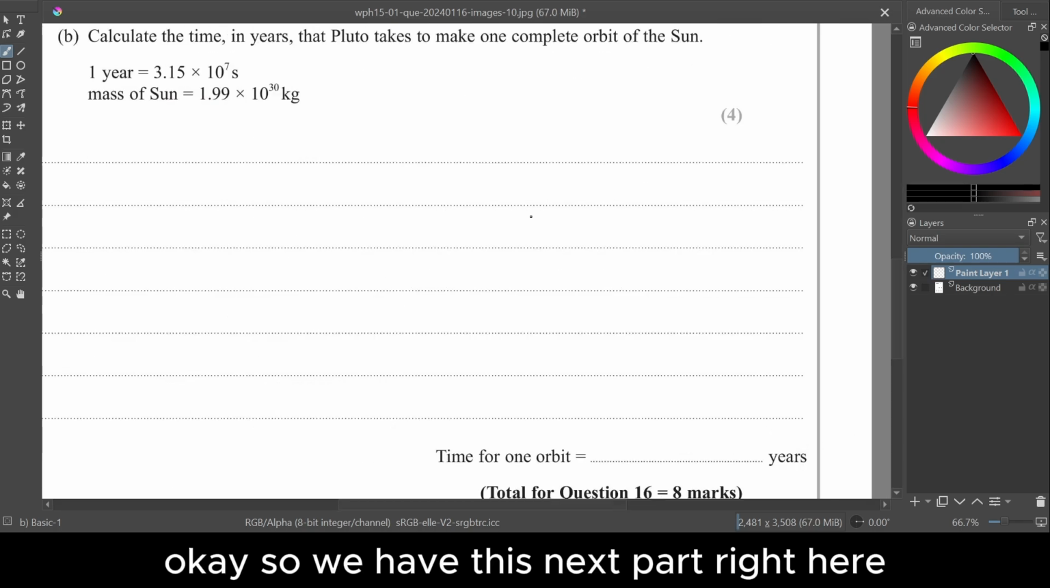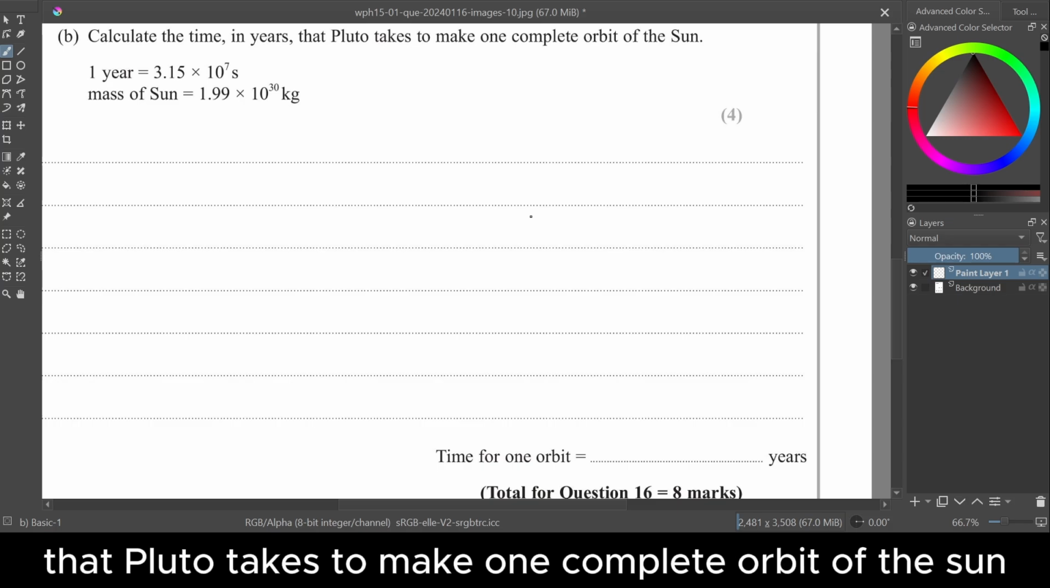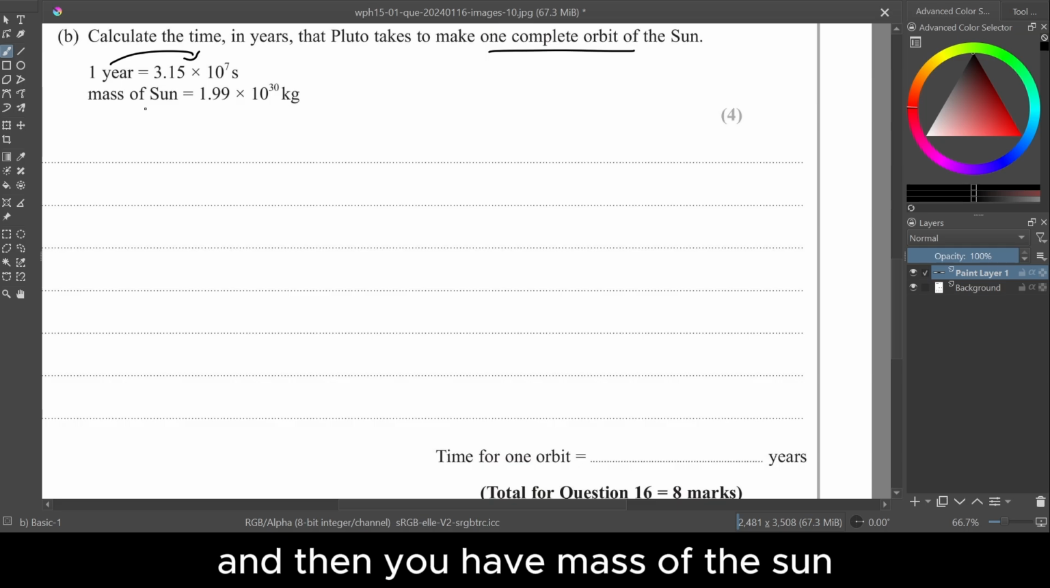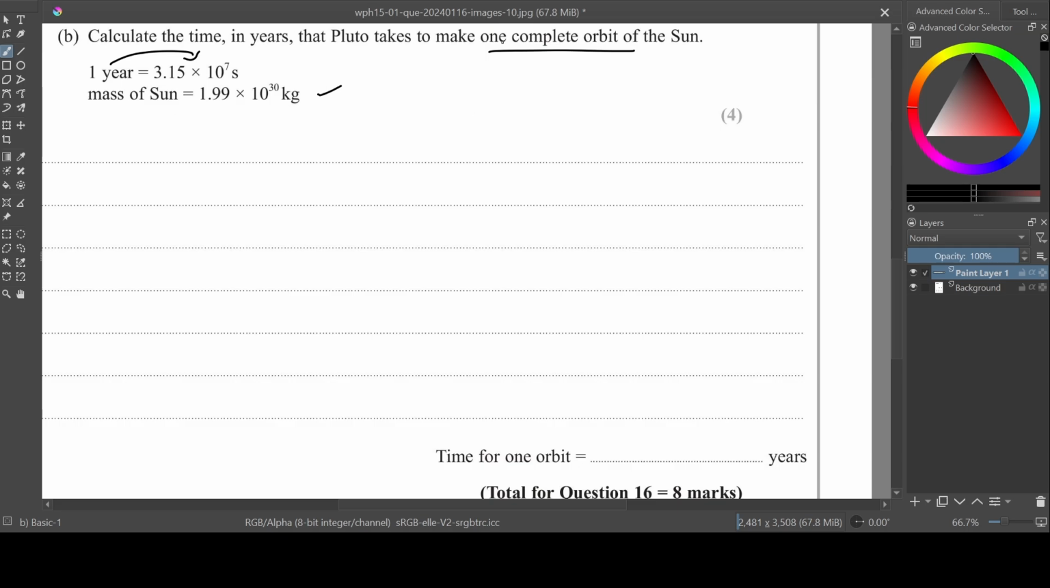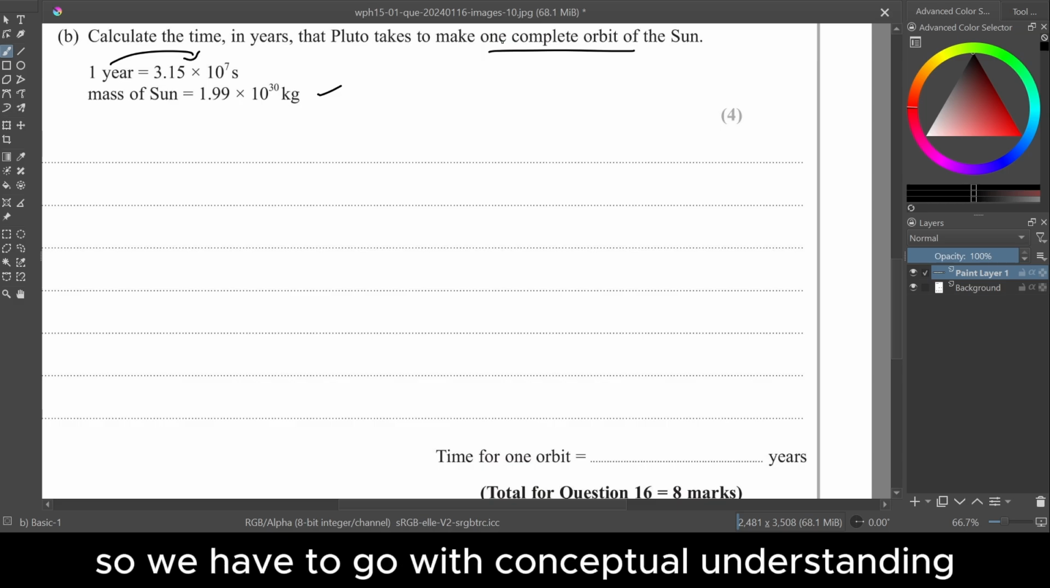Okay, so we have this next part right here. It says calculate the time in years that Pluto takes to make one complete orbit of the sun. And you have 1 year converted into seconds, and then you have the mass of the sun. As you can see from the question, we don't have much to work with, so we have to go with conceptual understanding.